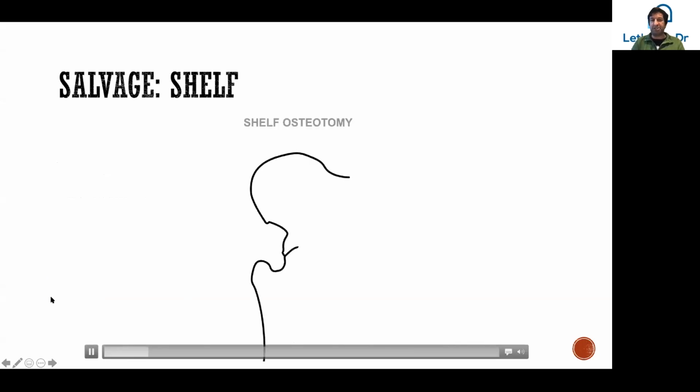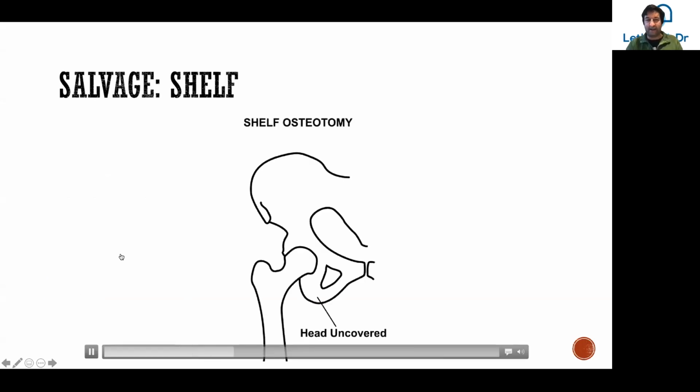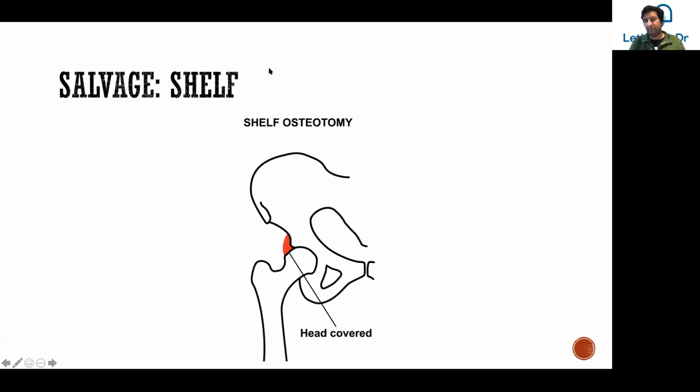So I'll just show you what a shelf looks like here. Again, these are just my animations that I've done. But basically, you've got an uncovered head. You put some bony graft in, essentially, covering the head, okay? That's as simple as it gets, all right? I'm sure it's more complex than that, but just think you're adding some sort of shelf to improve head coverage, okay? CHIARI is slightly different.